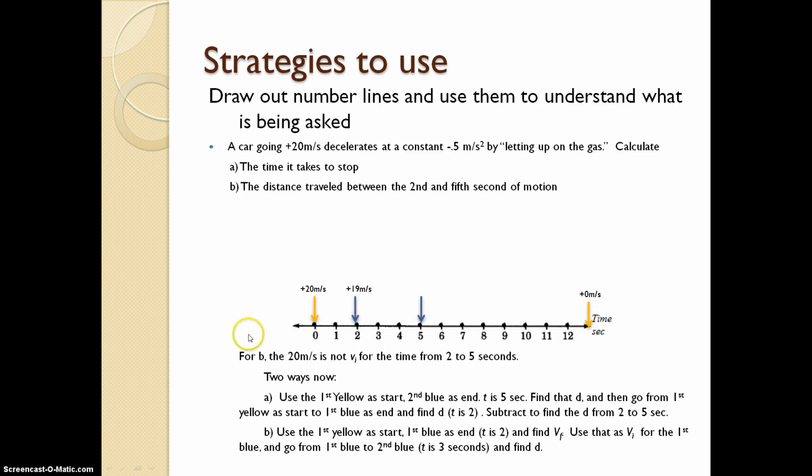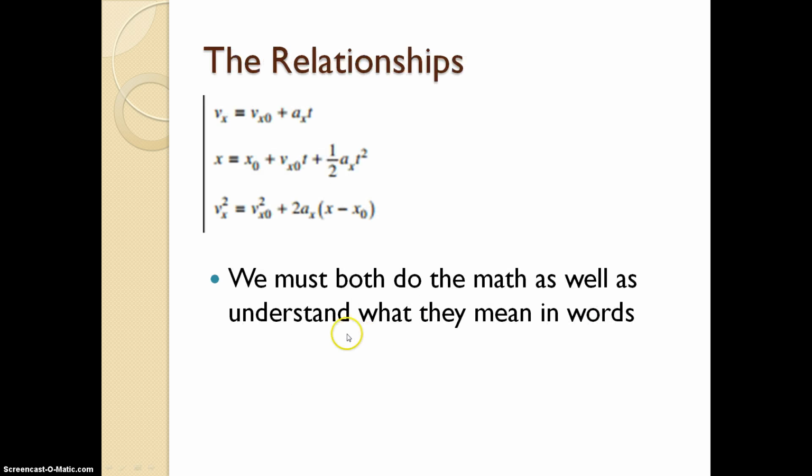So now at this point, I know the initial velocity is 19 for 2 seconds. I know the final velocity. Well, no, I don't, so I don't care about that. I know the time is 3 seconds. I know the acceleration is negative 0.5, and I could find the displacement.